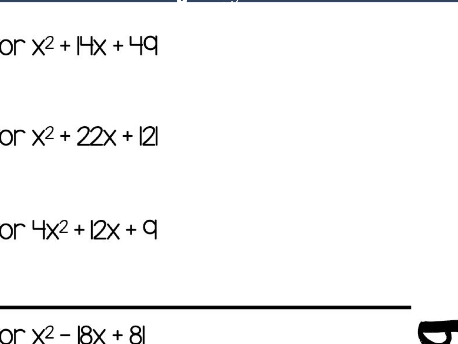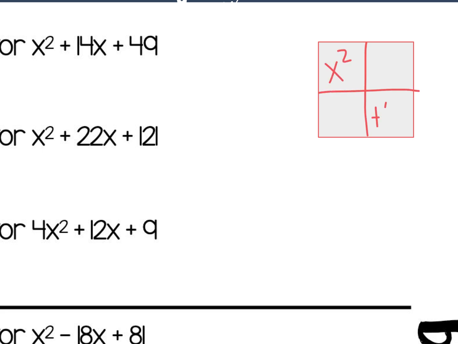There's no GCFs on this first one. So when I draw my box, here's my x squared. Here's my 49. Okay, looking at C, are your signs the same or different? Same. They are the same, and they are going to be what? 7. It's got to be a positive. So we have a positive x and a positive x.